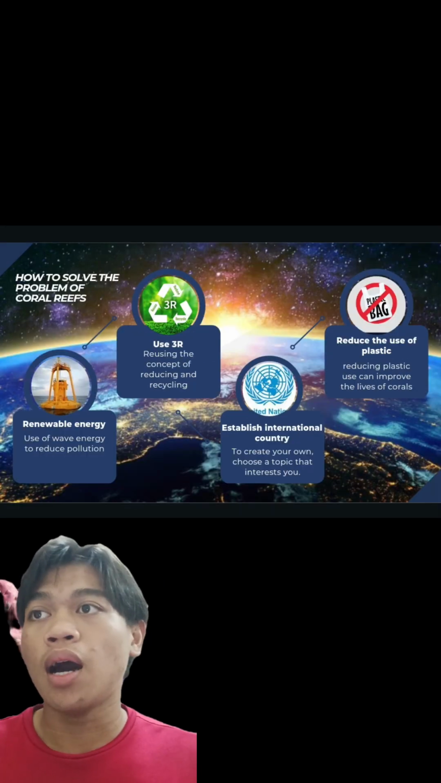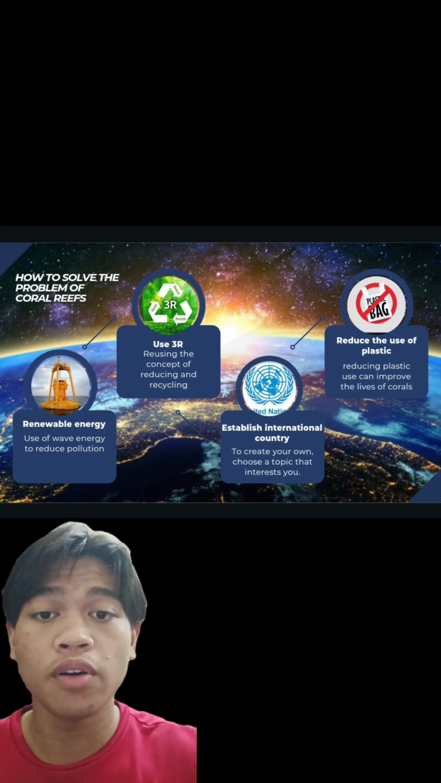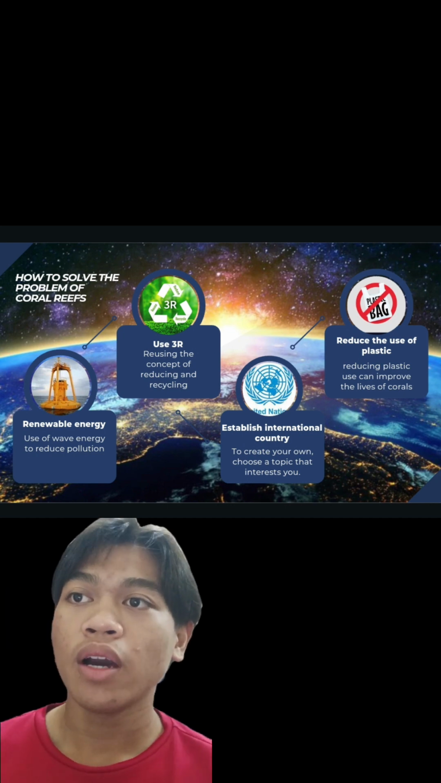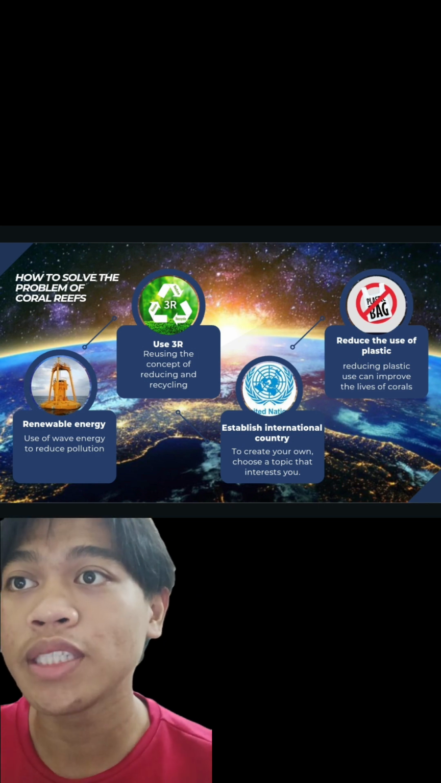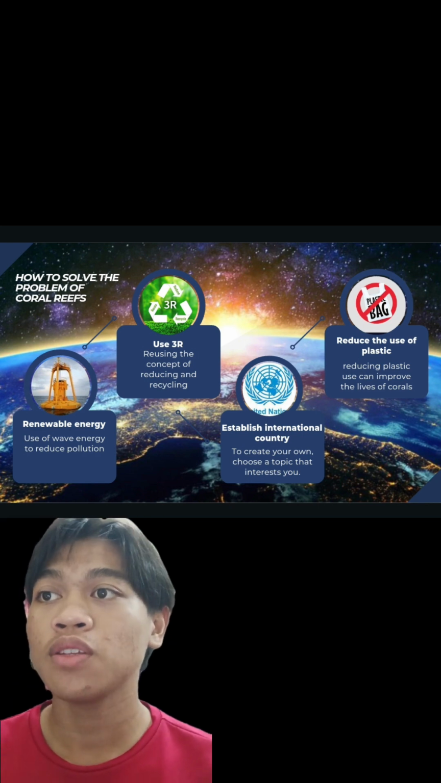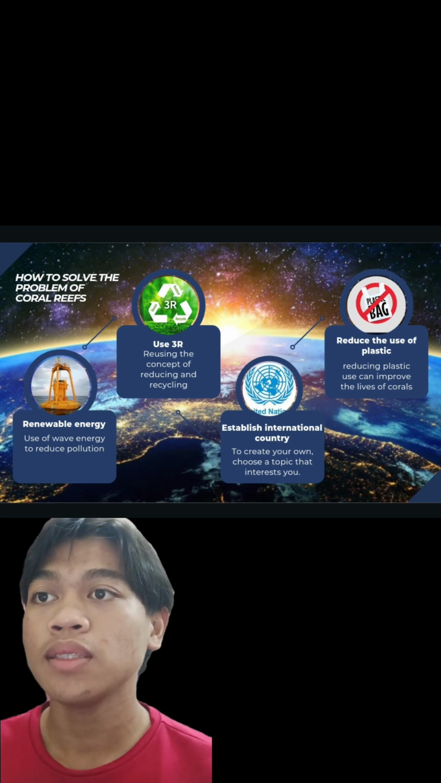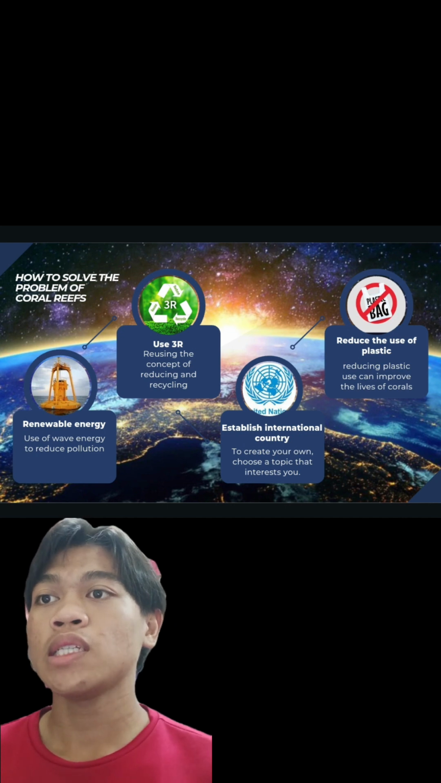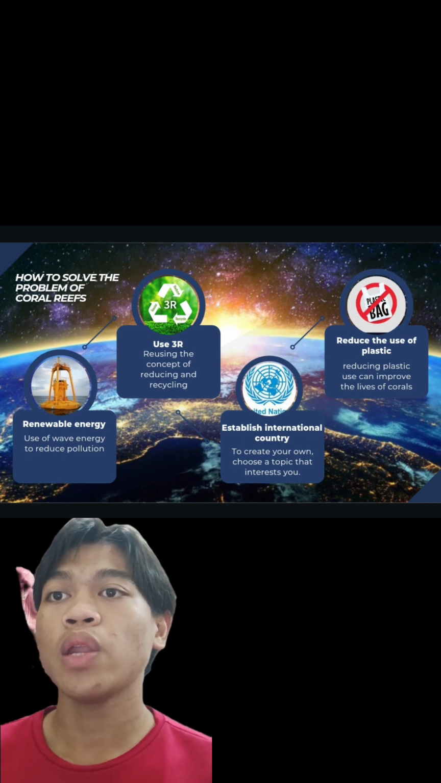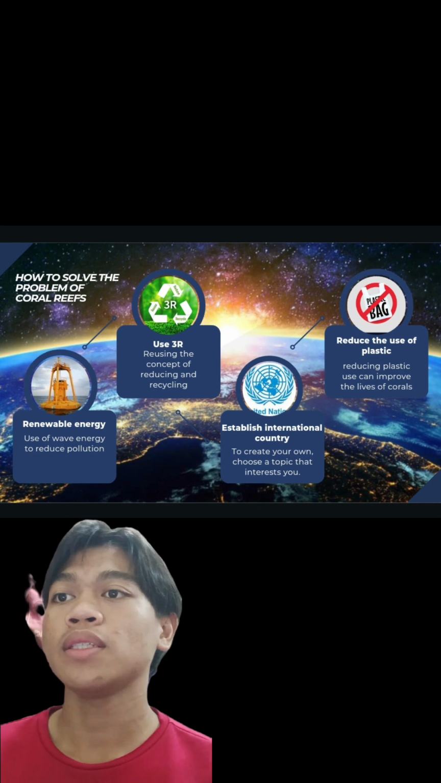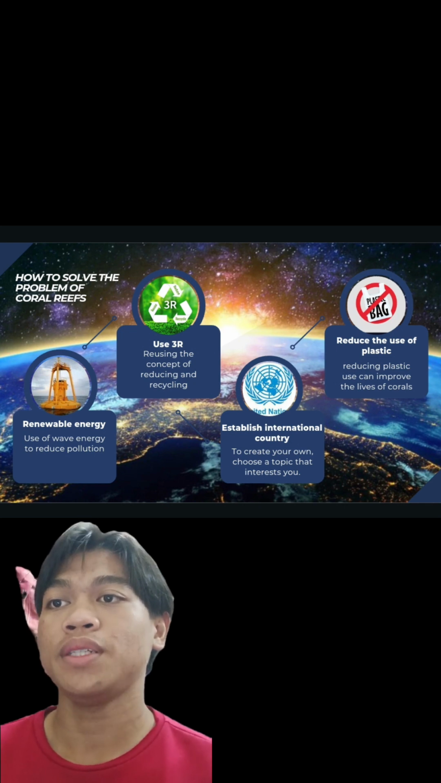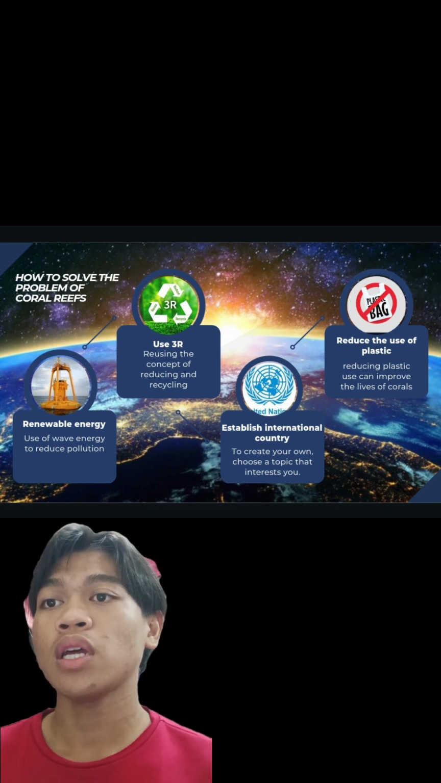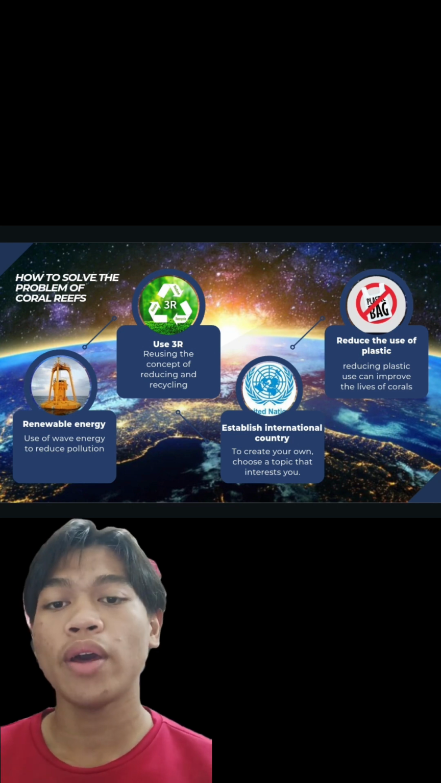Last topic is how to solve the problem of coral reefs. Number 1, renewable energy comes from unlimited, naturally replenished resources such as the sun, tides, and wind. Renewable energy can be used for electricity generation, space and water heating and cooling, and transportation. Non-renewable energy, in contrast, comes from finite sources such as coal, natural gas, and oil.